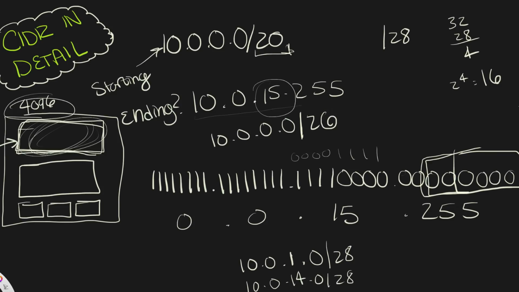That's kind of CIDR in detail, how the calculations and formulas all work together, and a little bit of history about IPv4.